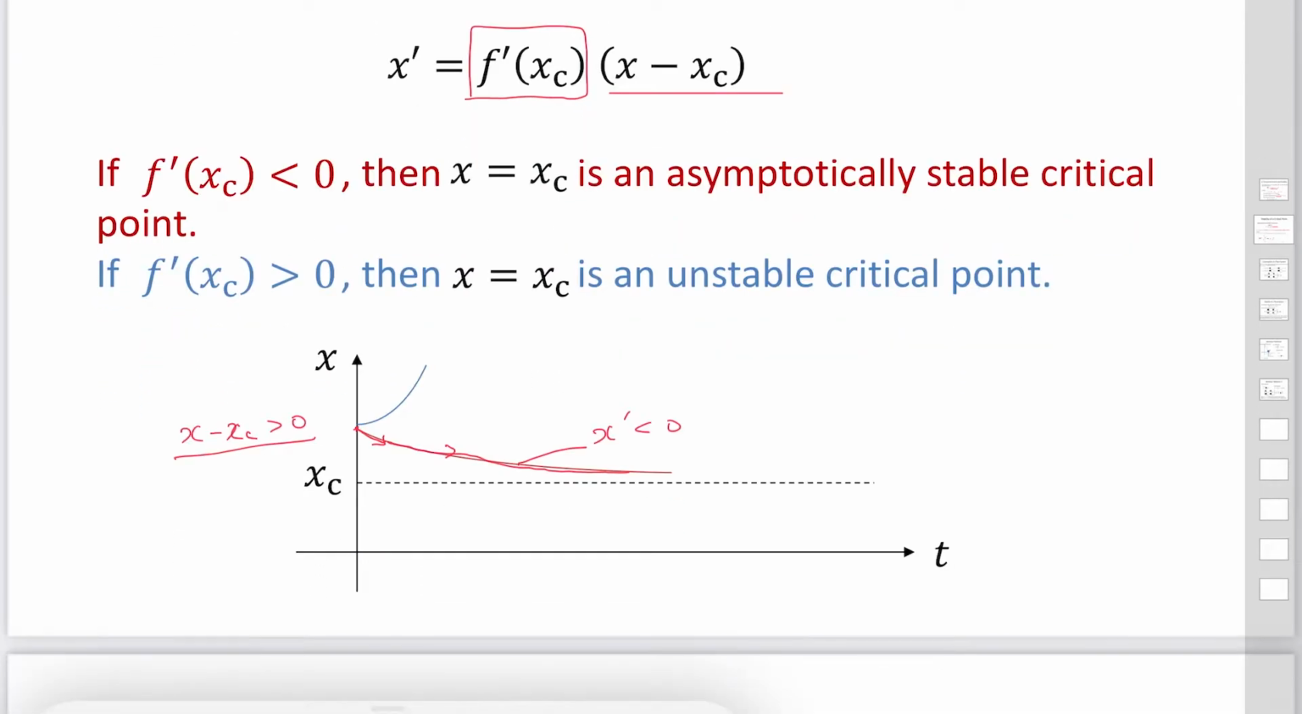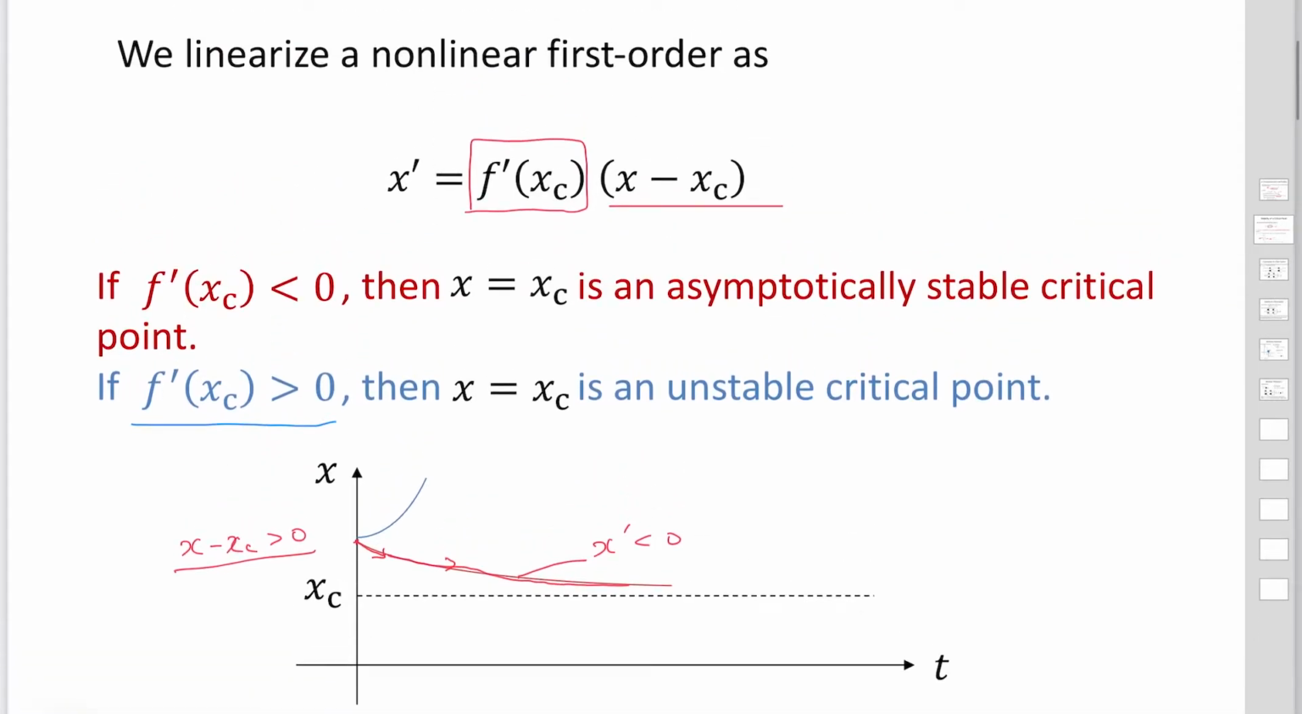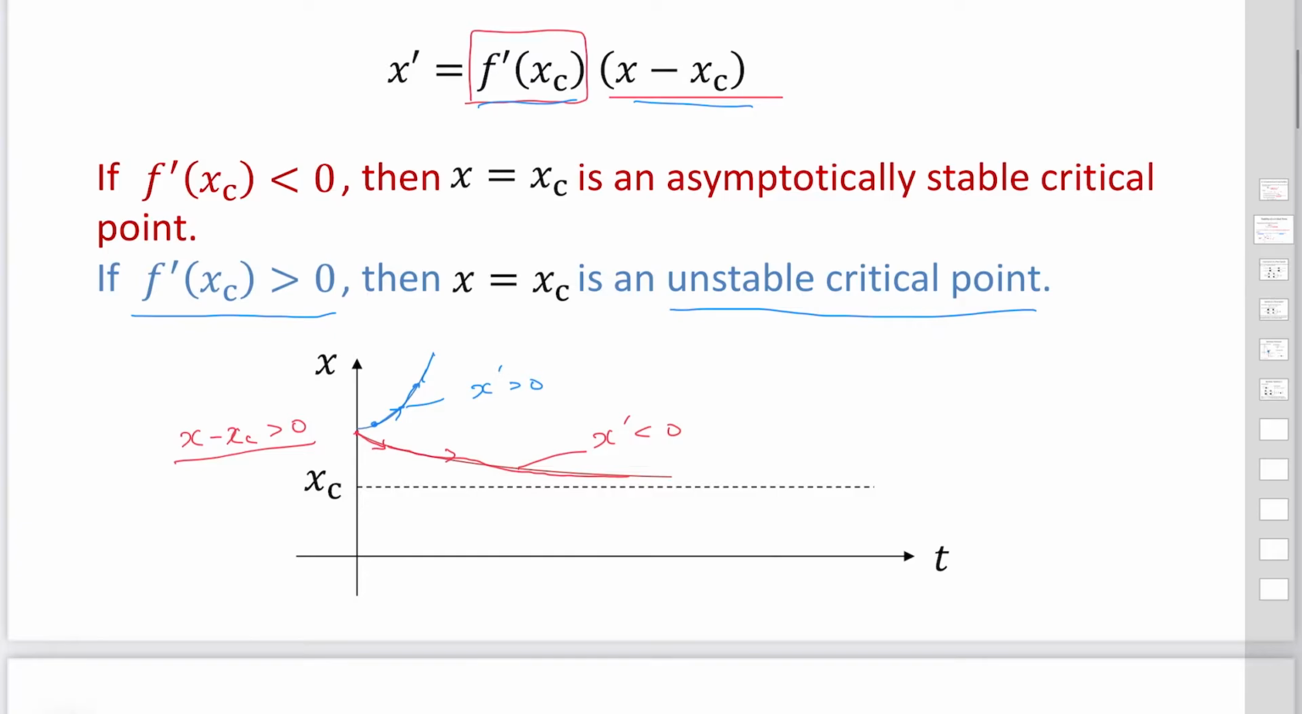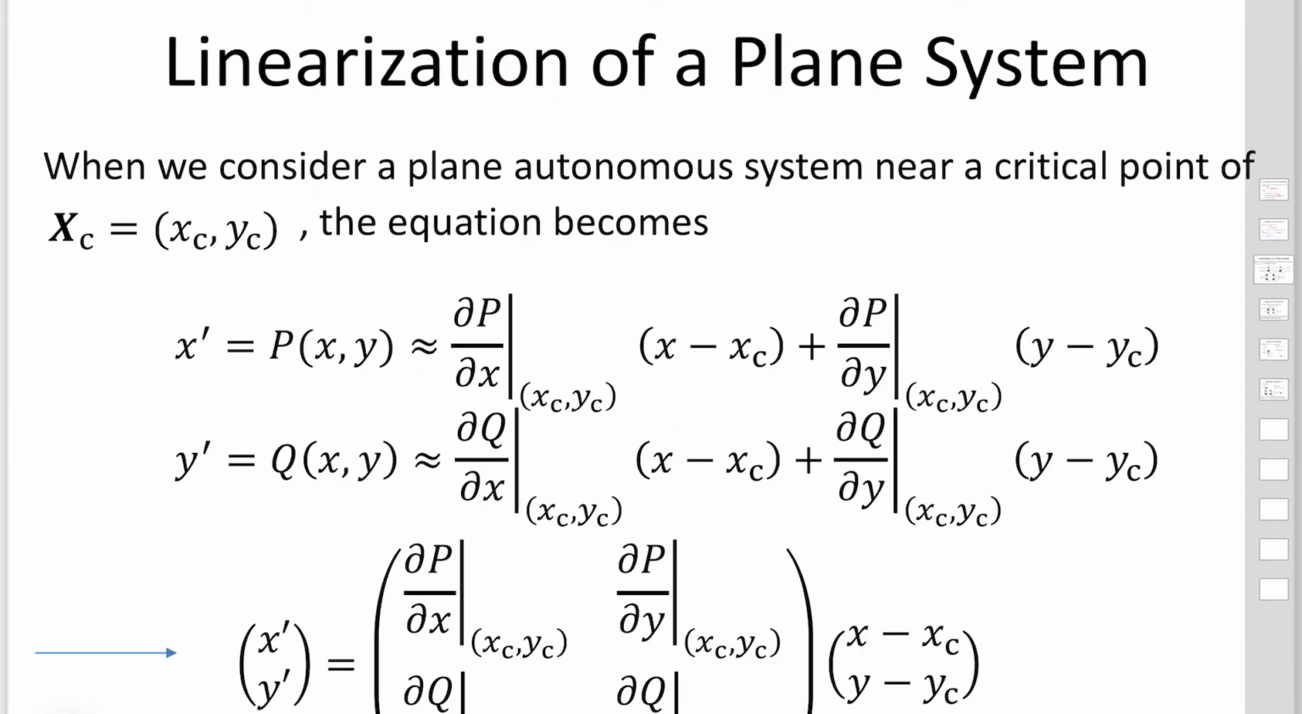On the other hand, if f prime is a positive quantity, then positive times positive, x prime is a positive quantity. So if you start here, x prime is positive. So the x value is increasing, moving away from the x sub c. Then we can find out that this is an unstable critical point. So by finding the sign of f prime, we could find out the stable critical point or unstable critical point.